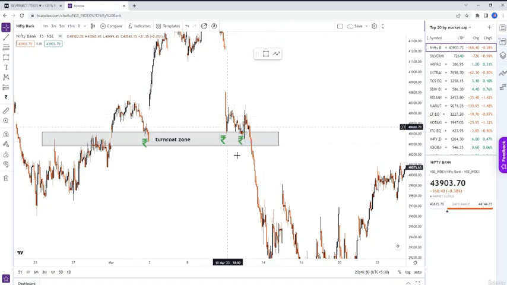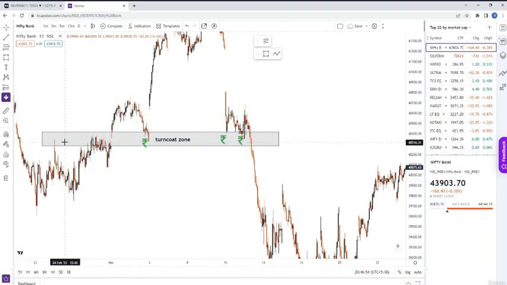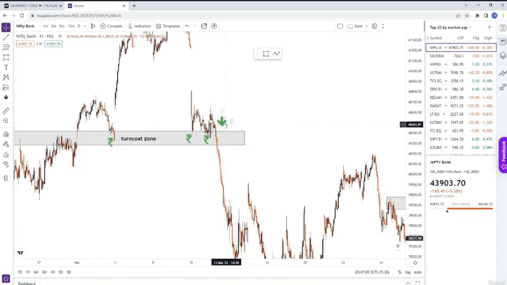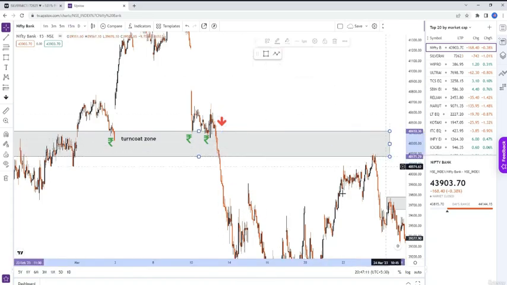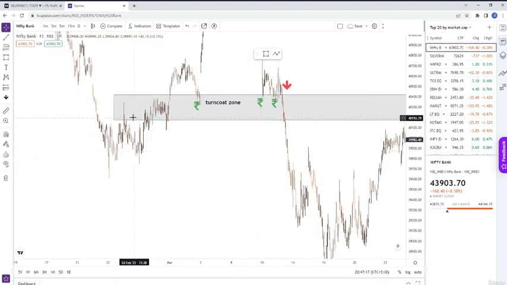And when it's broken, luckily in this case the same turncoat resistance zone acted like a turncoat support zone, so it's like both together here. So this selling opportunity, I'm never going to miss, this whole area. Whenever the market comes to this area, you are going to get a great trade.